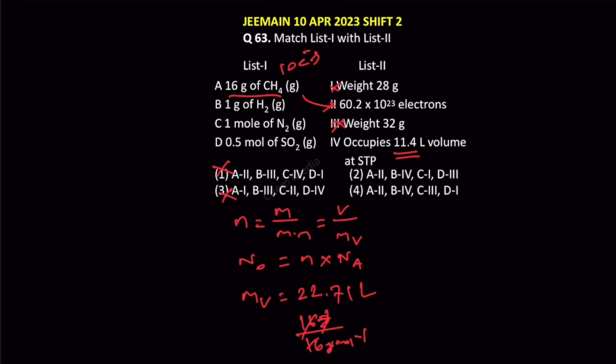In 1 mole of N2, what would be the weight? It would be 28 gram, because molar mass of N2 is 28 gram per mole. So therefore C has to match with 1, which means option 2 is correct. 0.5 mole of SO2 would weigh 32 grams, because 0.5 mole times molar mass of SO2 is 64 gram per mole. So therefore 32 gram, which means option 2 is definitely correct.